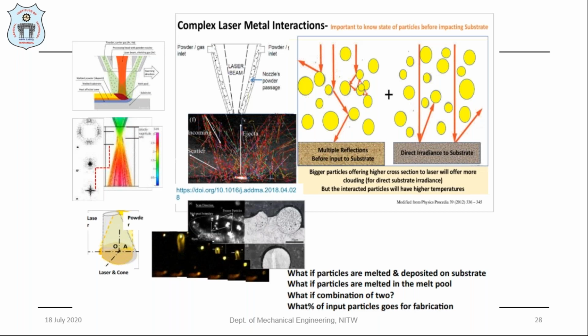There are some particles with multiple reflections, especially for aluminum. A lot of reflection will be there in the aluminum powder particles with respect to the laser. And these are all the important challenges when you are going for complex metal part fabrication.